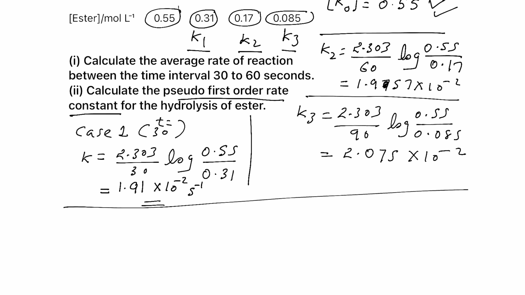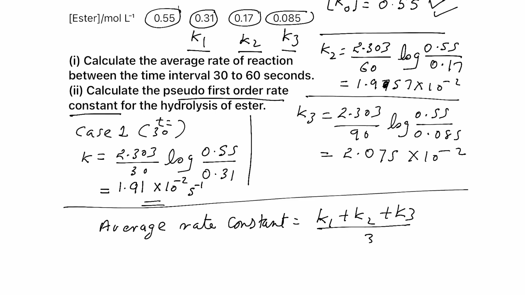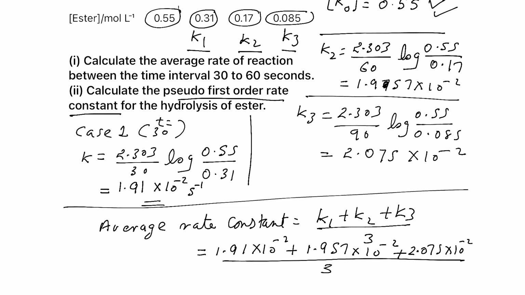So, you have to find average, okay? Average rate constant. What is that? It's very easy. K1 plus K2 plus K3 by what? By 3 numbers, right? So just add it and divide with 3. 1.91 into 10 raised to minus 2, that is K1, plus 1.957 into 10 raised to minus 2, plus 2.075 into 10 raised to minus 2 by 3.